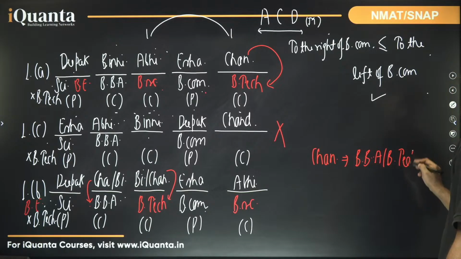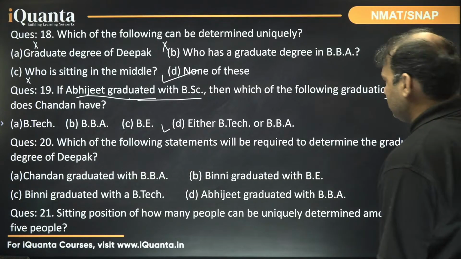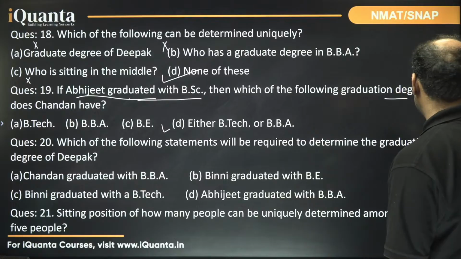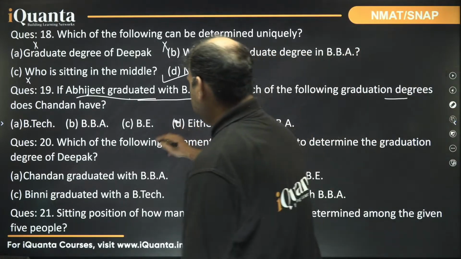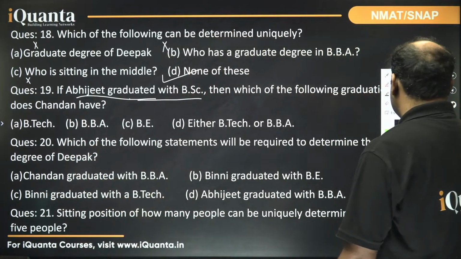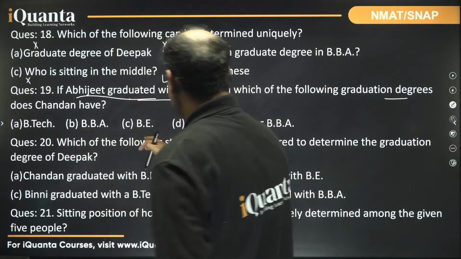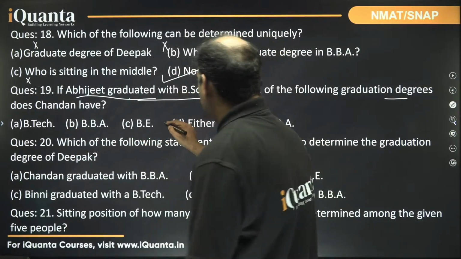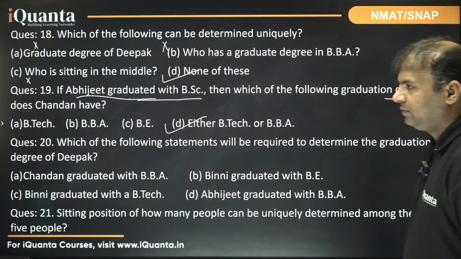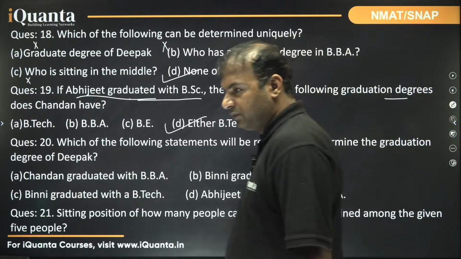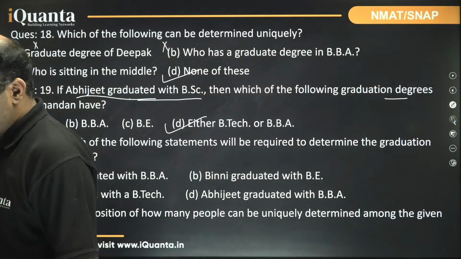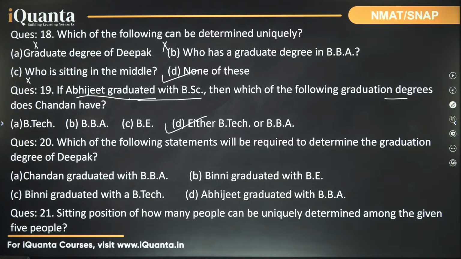Okay. Now let's see which option is the best. So if you look at the options, option number 1 says BTech, not definitely correct because the answer is either BTech or BBA. Second is also not definitely correct. Third is not at all correct. The fourth option is the best one, either BTech or BBA. Right, guys? This is the best option, either BTech or BBA. I hope that is also clear to everyone.